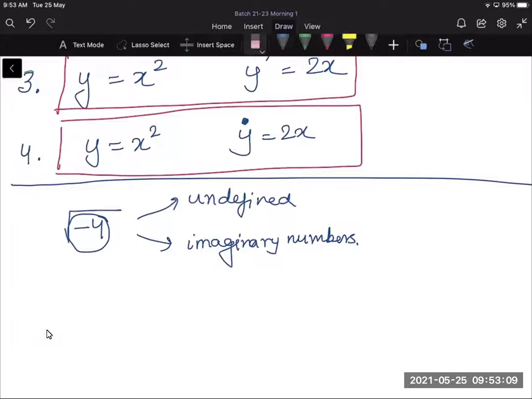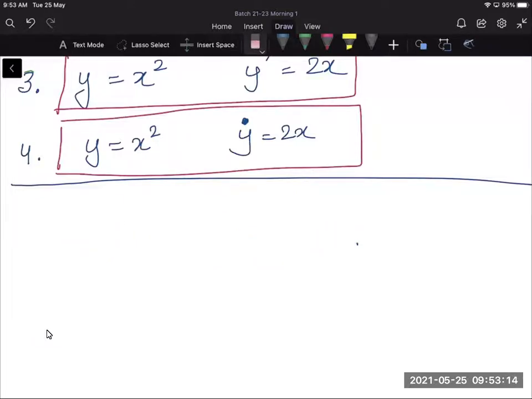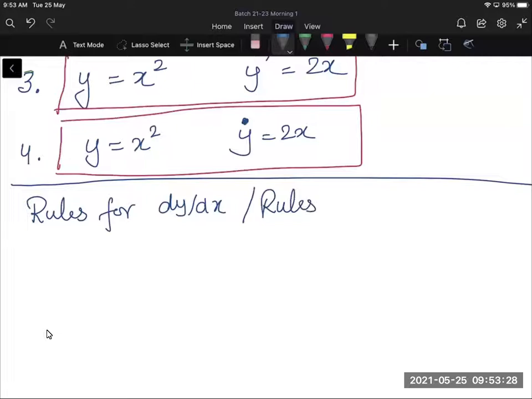So we are also going to have rules for differentiation, right? Or rules for finding dy by dx. Rules for dy by dx. Okay. Or I can say the rules for the operator dy by dx. And this is what you need to learn.